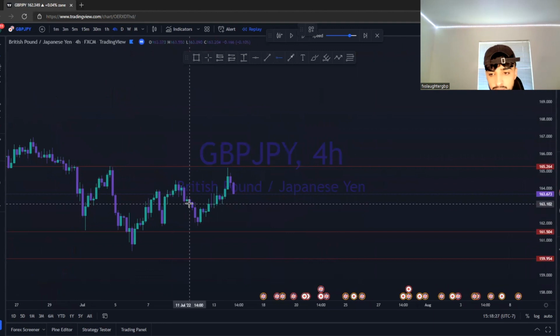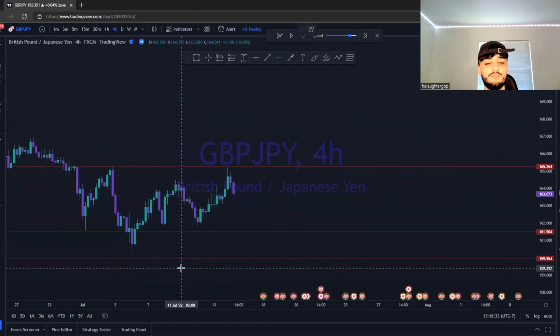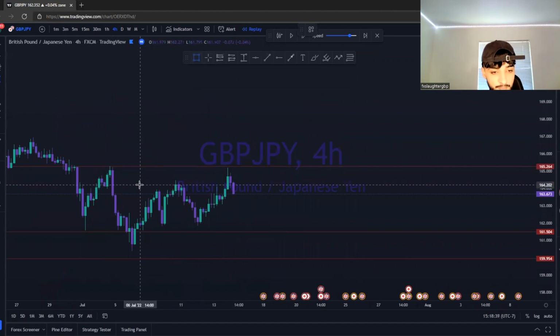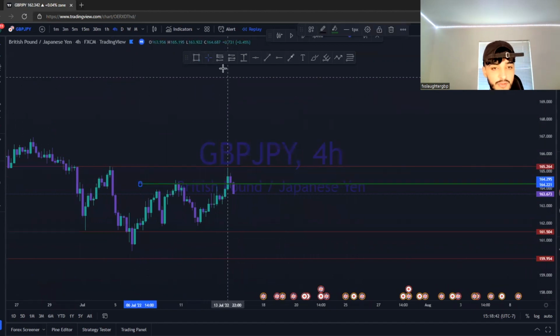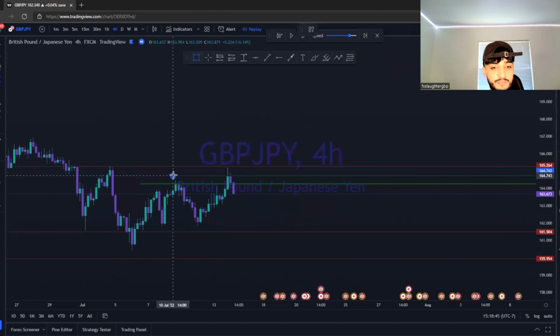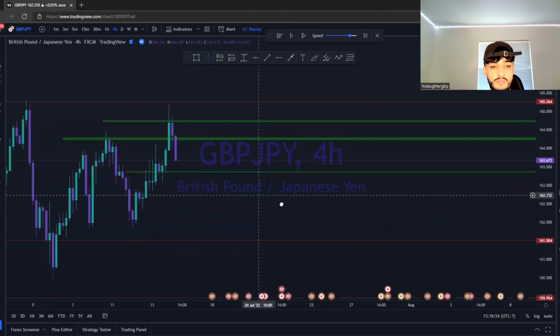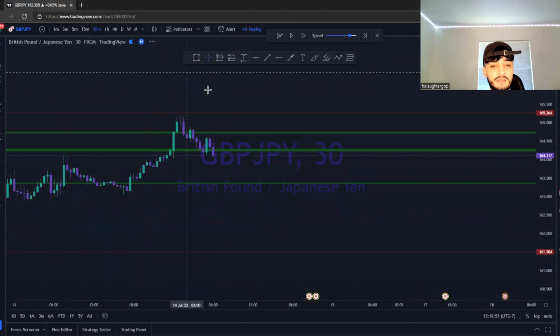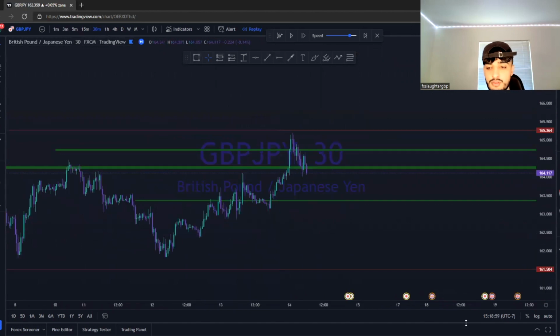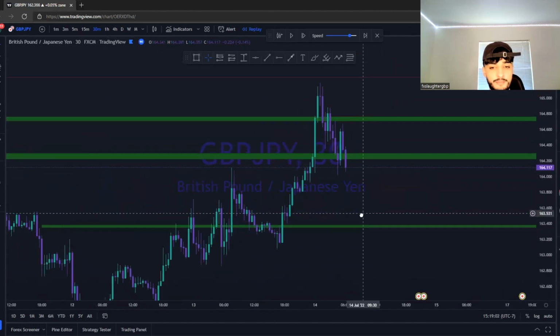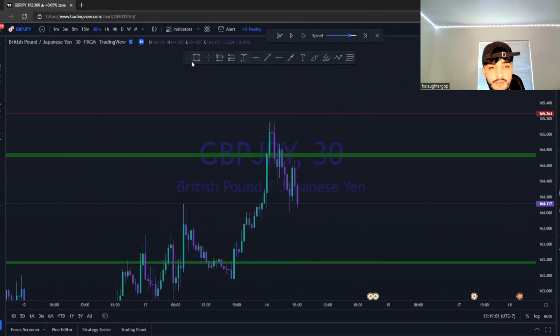So an entry could be placed at 100, or so what really matters is my 4 hour support, 4 hour resistance, and then just gonna remark this right here.